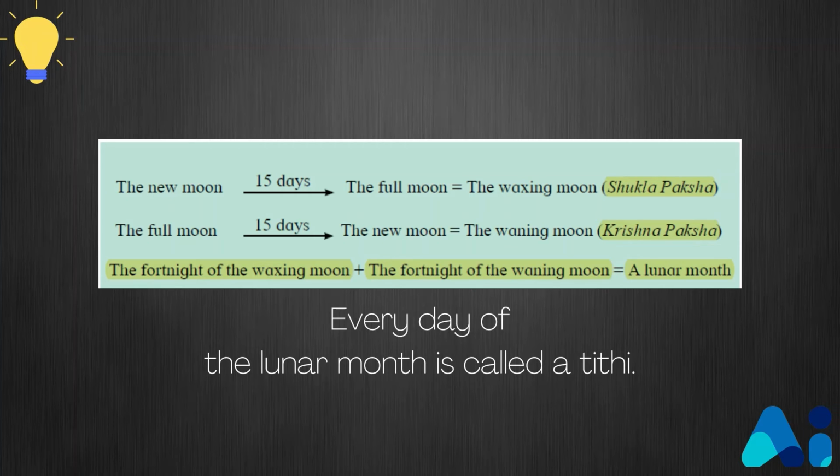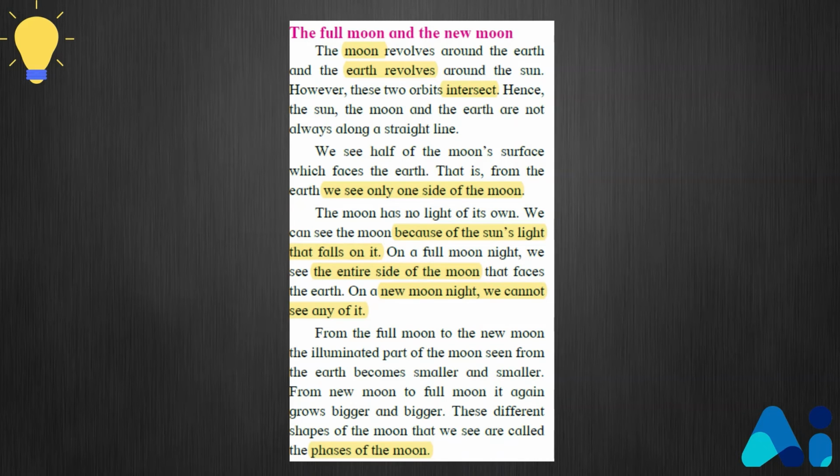The waxing is associated with the new moon to the full moon cycle. From the full moon to the new moon cycle, it's the waning moon. Okay.